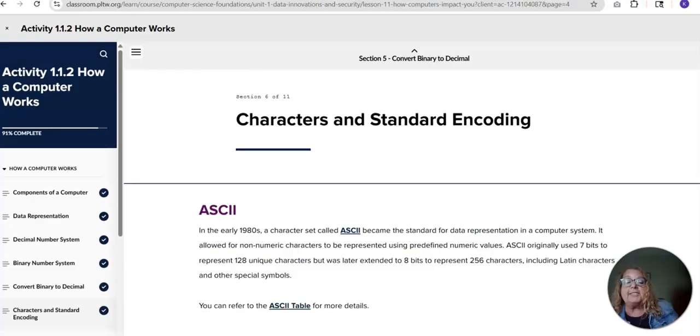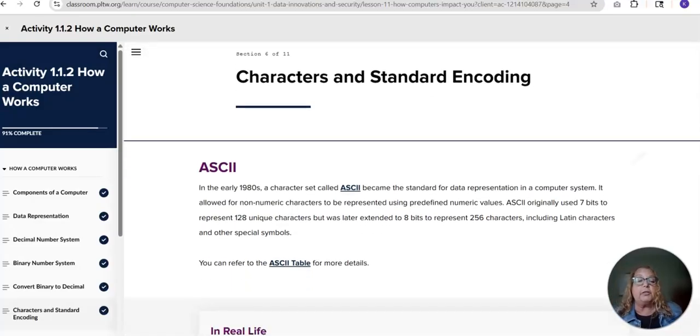Now, we're going to get into this ASCII because I want to make sure that you understand this. ASCII is like how we do colors, okay? And it says ASCII originally used 7 bits to represent 128 unique characters, but was later extended to 8 bits so that it would have 256. Now, we know RGB is 255, 255, 255, which in essence, well, you'll see the table here.